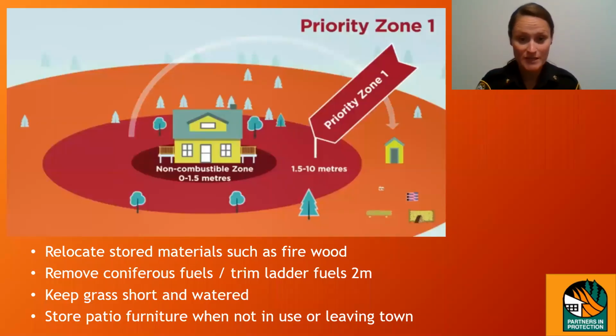We should also remove the coniferous fuels, or at least ensure coniferous trees are groomed to remove any ladder fuels up to 2 meters. Grass should be kept short and well watered, and when not in use, patio furniture and other items should be stored in a shed or other safe location. If you have an outbuilding, such as a shed or garage in this zone or anywhere on your property, the same measures should be taken on these structures as you would on your house.